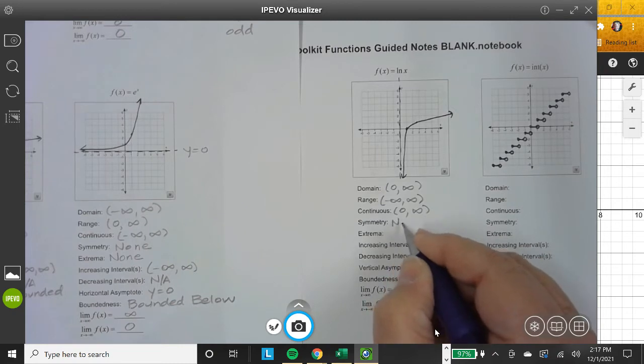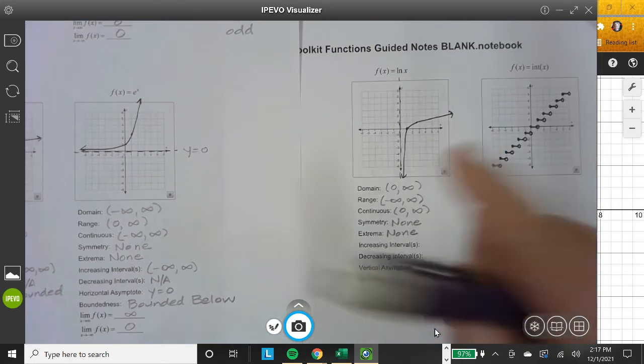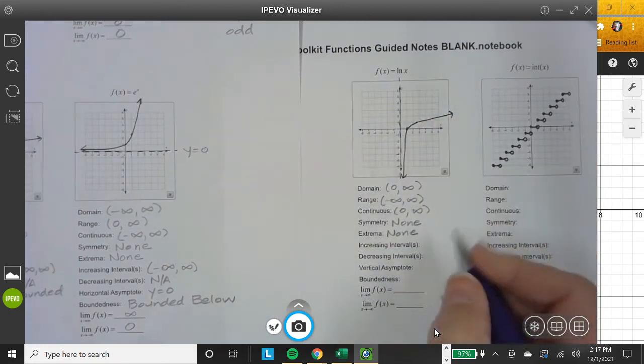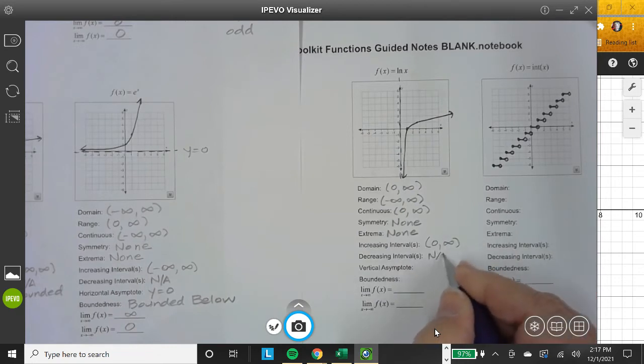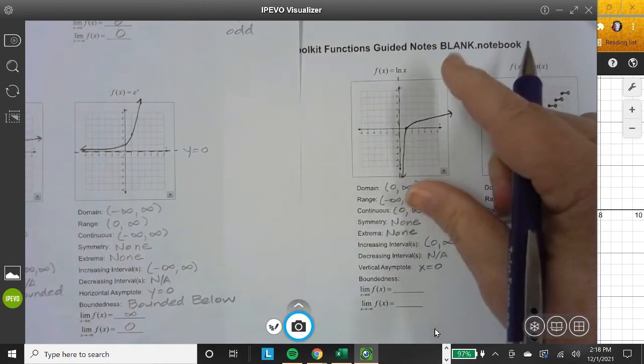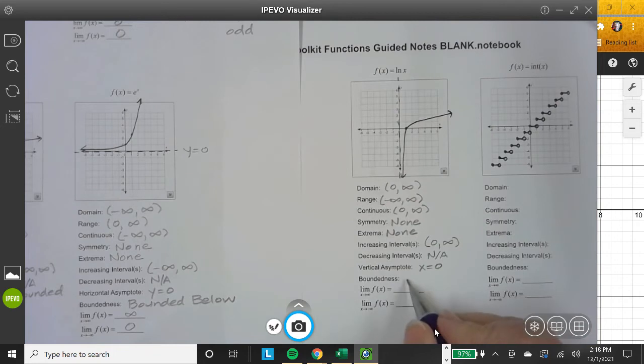It has no symmetry. It has no extrema. And when you put your finger on the page, it's always increasing. So it's increasing from 0 to infinity. And it's never decreasing, so we're going to put not applicable. It has a vertical asymptote at x equals 0. And are the y's bounded? Nope. So this one is not bounded.